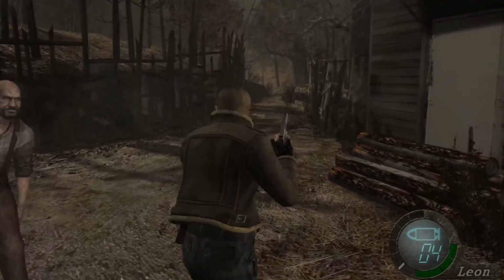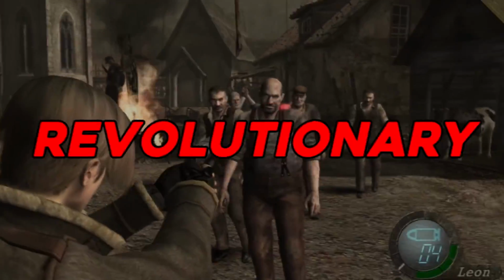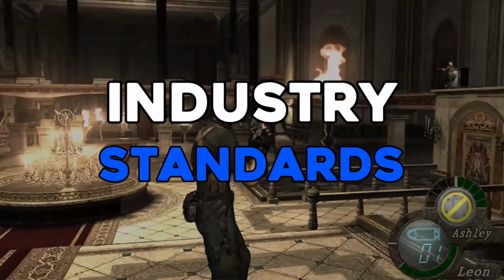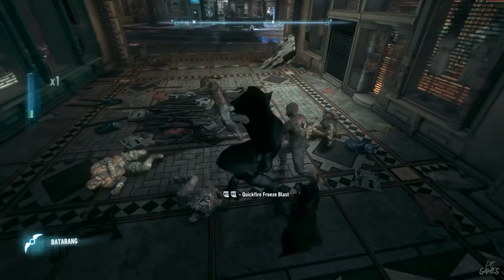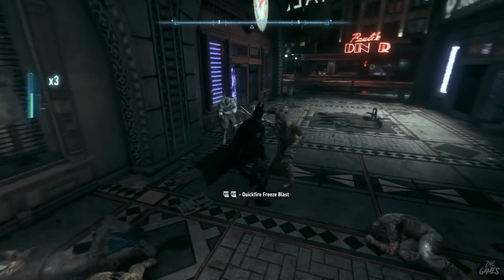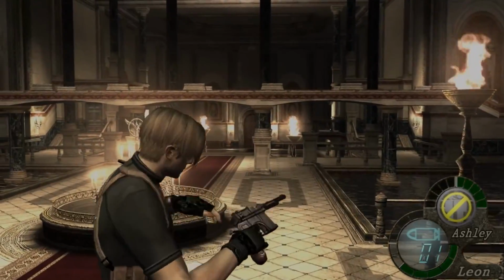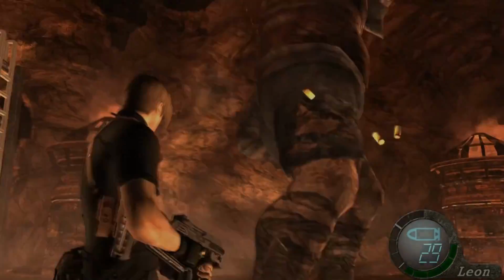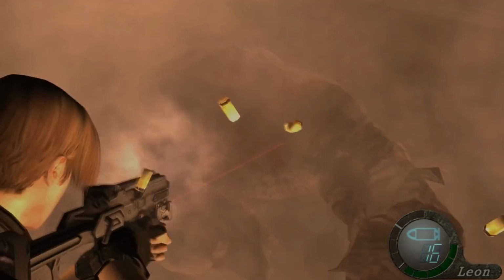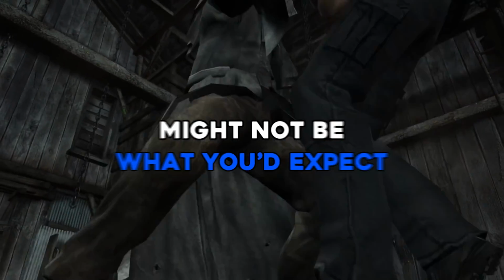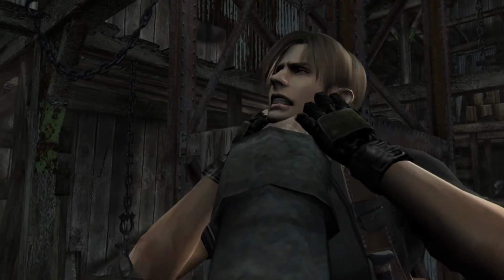Some games introduce features that are so revolutionary that they eventually become industry standards. Doom pioneered the FPS, Arkham Asylum pioneered one-button combat, and Apex Legends pioneered the ping system. The same may be said about Resident Evil 4's adjustable third-person camera. But the story behind it, as you'll find out in this video, might not be what you'd expect. So let's get right to it.